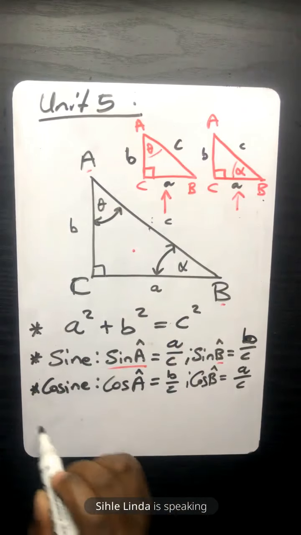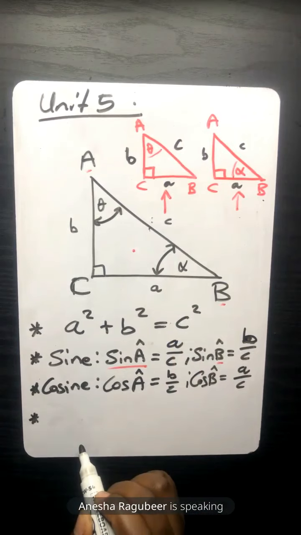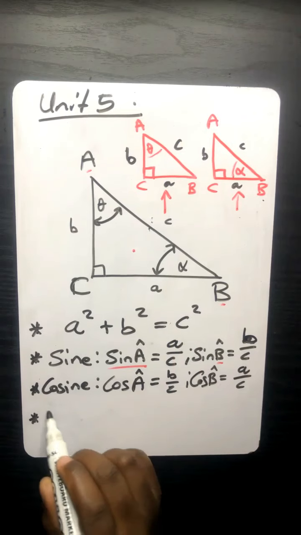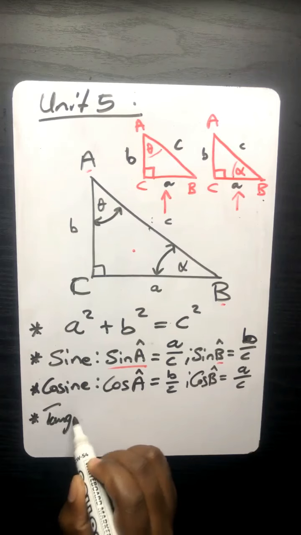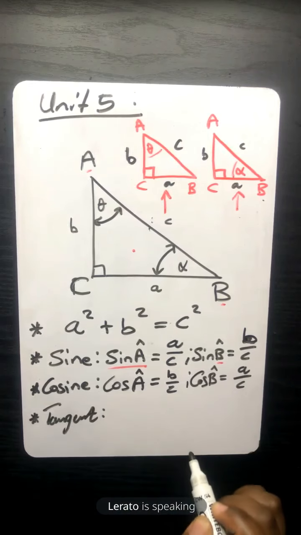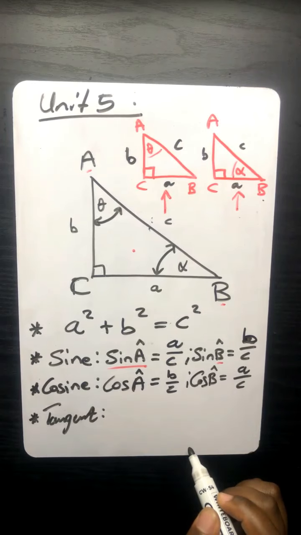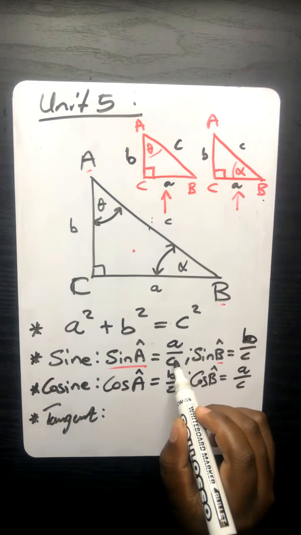Yes, sir. Someone says it's not cos of angle B there, it's sine of angle B for A over C, sir. For A over C, you're on that one, eh?